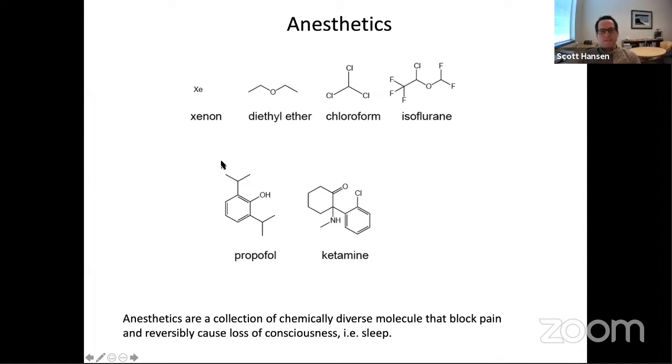These anesthetics are very diverse compounds. They're generally hydrophobic, and they range in size from xenon and nitrogen and even CO2, where xenon is a single atom, to diethyl ether, which, again, was the first anesthetic used. But there's all kinds of different combinations, and they're very diverse structurally. And this has been puzzling since the very beginning, the diversity of anesthetic compounds.